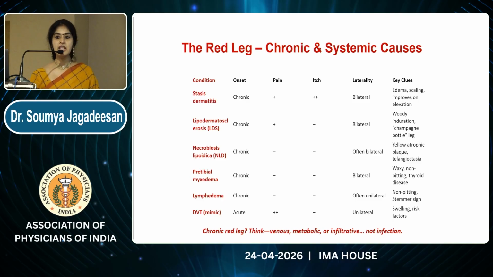Lymphedema can sometimes be unilateral, and in lymphedema, you have the classical Stemmer sign. What is the Stemmer sign? You try to pinch a fold between the first toe and the second toe. You're not able to pinch a fold because it is so edematous. So that is called the Stemmer sign, which is classically seen in lymphedema.